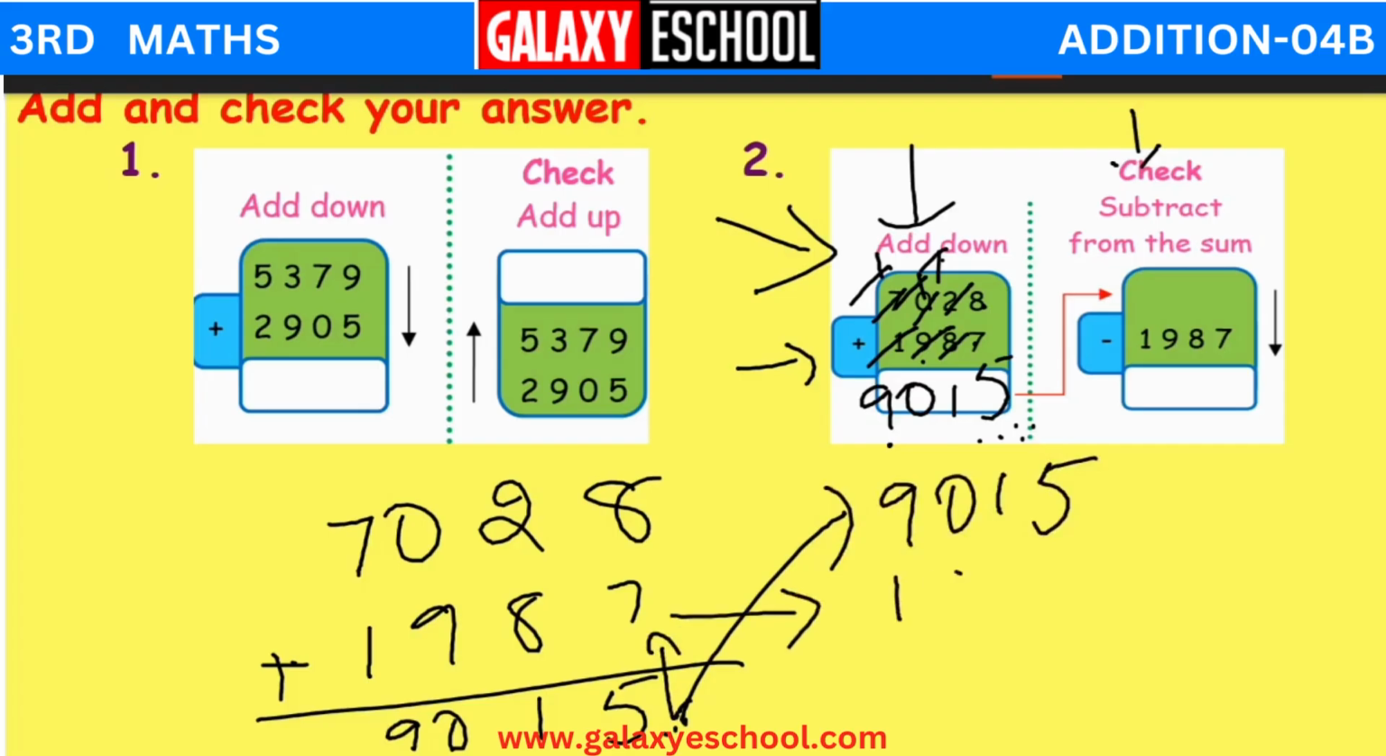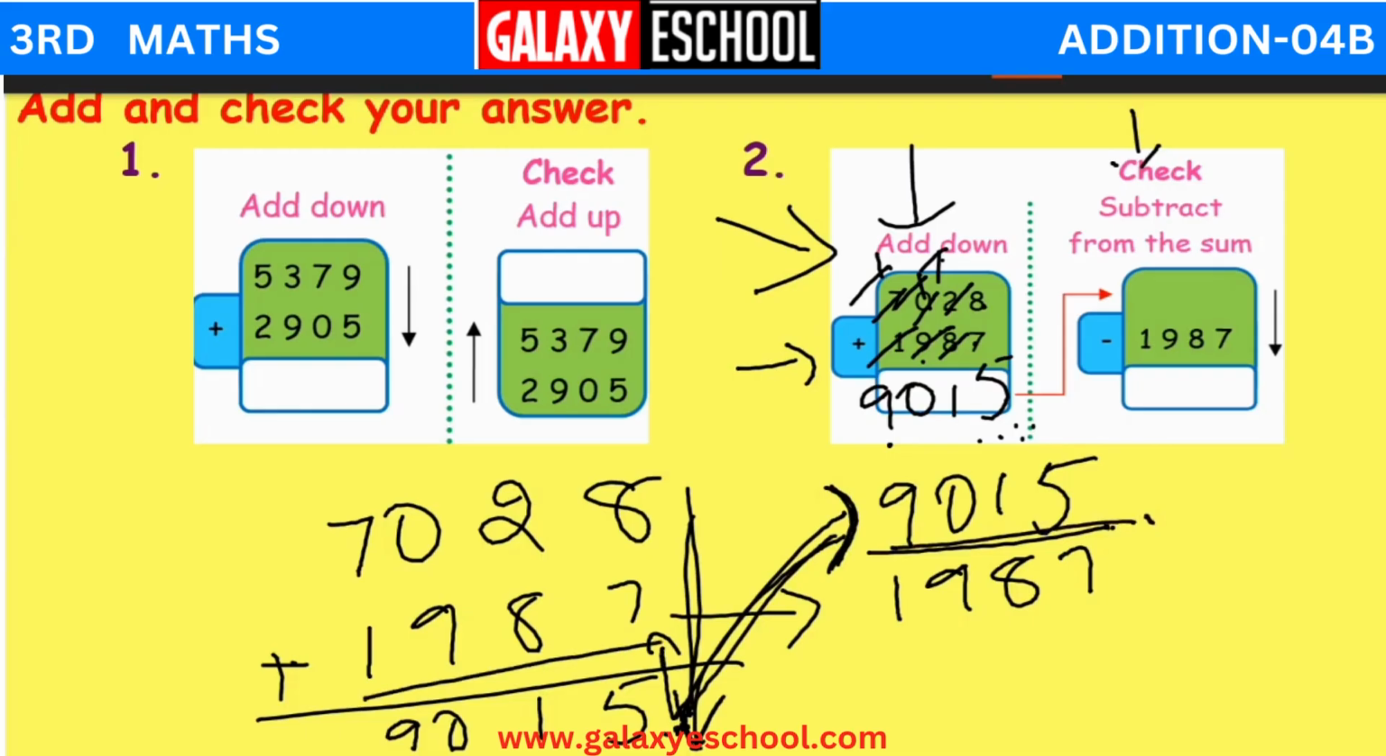Then after this we have 1987. Understood, children? This is the answer we got. This is the last one here, but we'll make it the first number. 9015 is written first, then we have 1987. We wrote 1987. What we'll do is subtract.